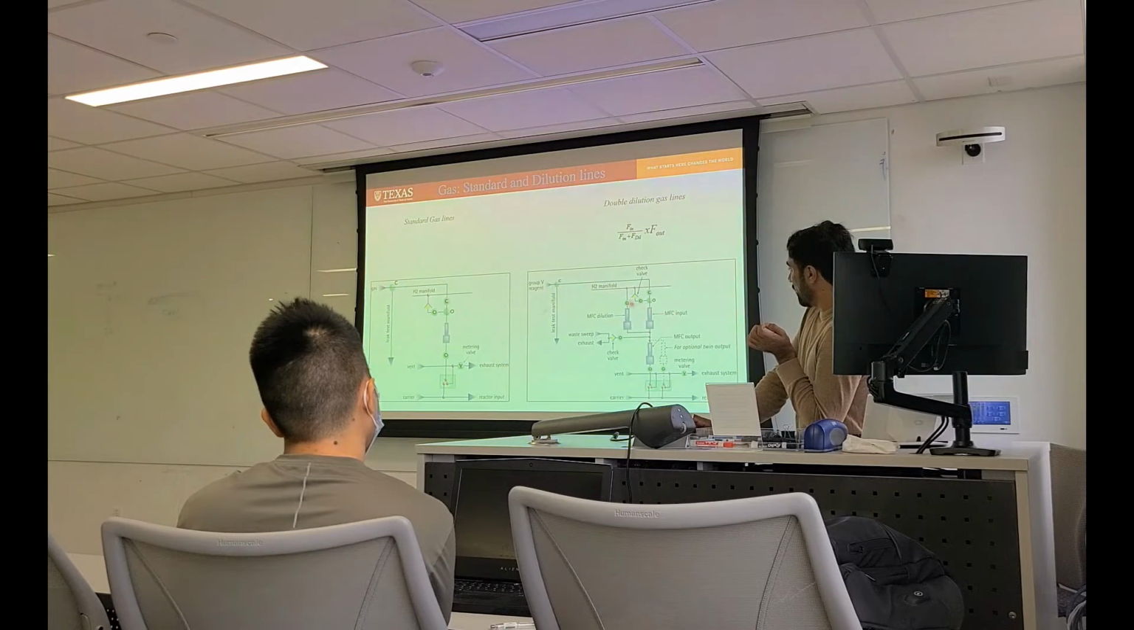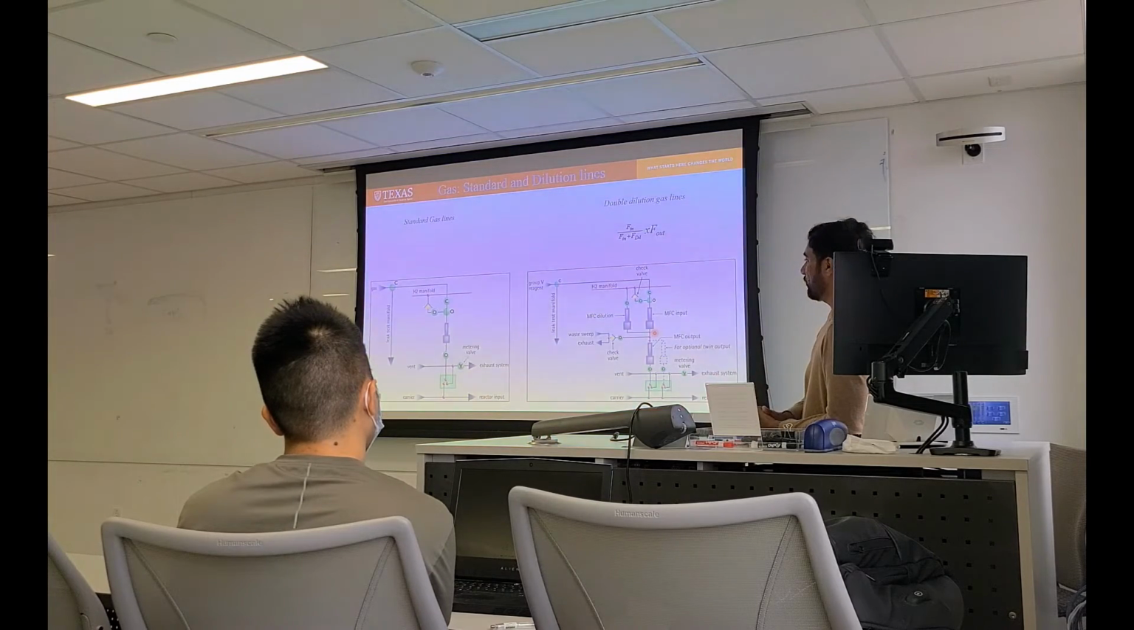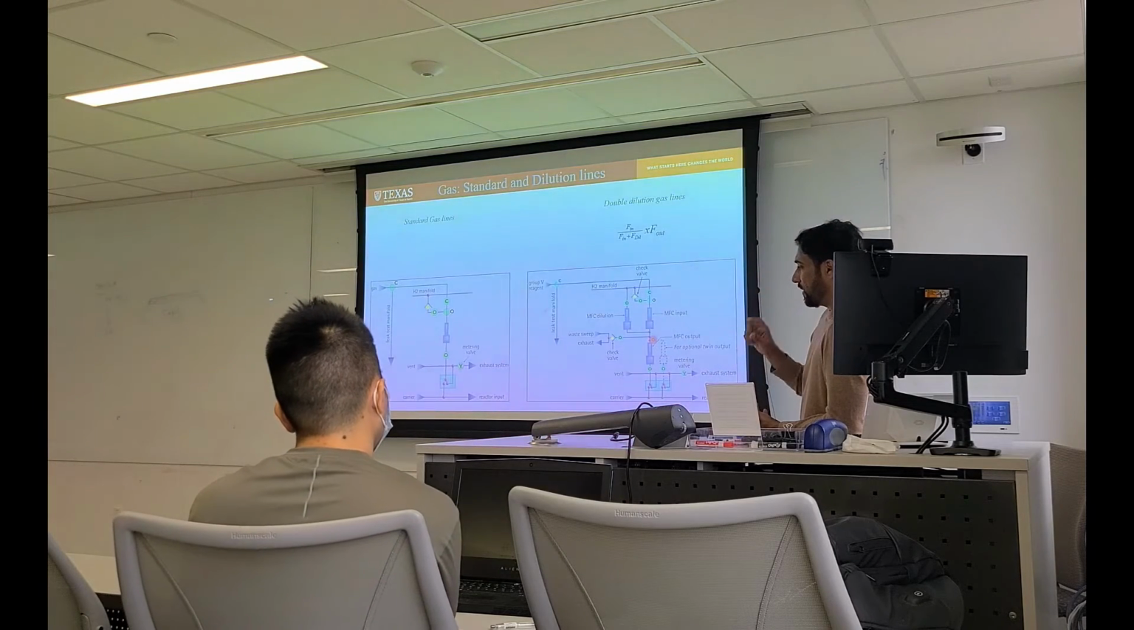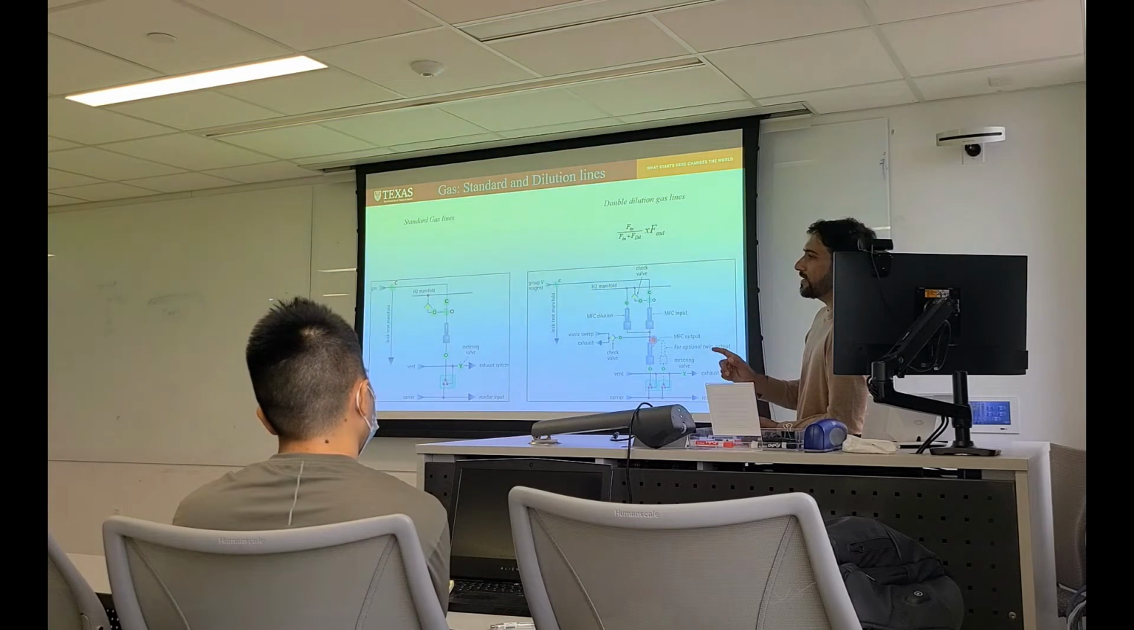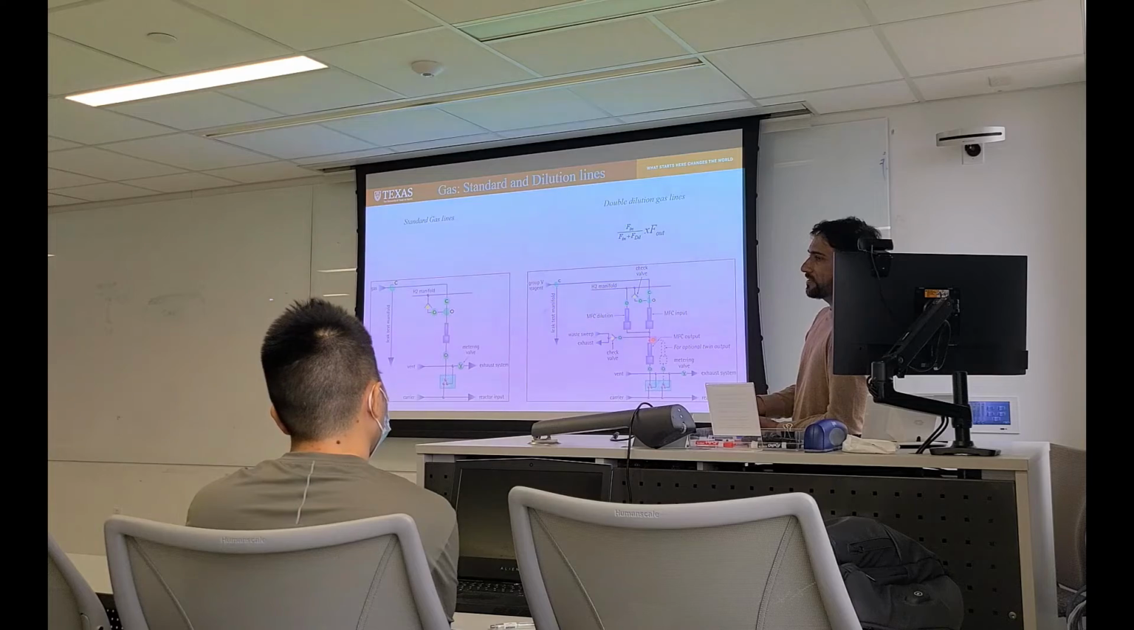So in this case, for dilution, we need 2 MFCs. For a standard line, we just need one MFC. We just flow the gas and it will go to the reactor. In this case, we need to mix the gas, decide how much dilution gas we need, and do some calculation. As I mentioned before, in GaN quantum wells, xylene is used for N-type doping. It contains Si, which is incorporated in gallium nitride and acts as an N-type dopant.